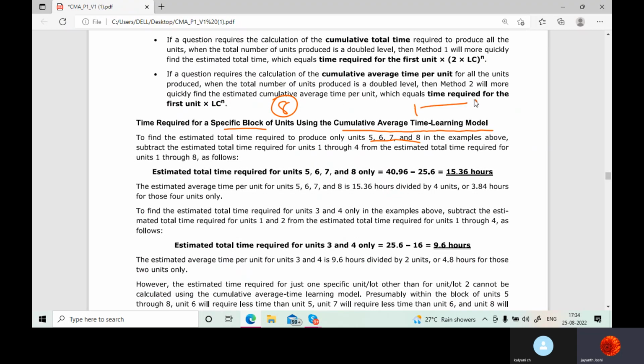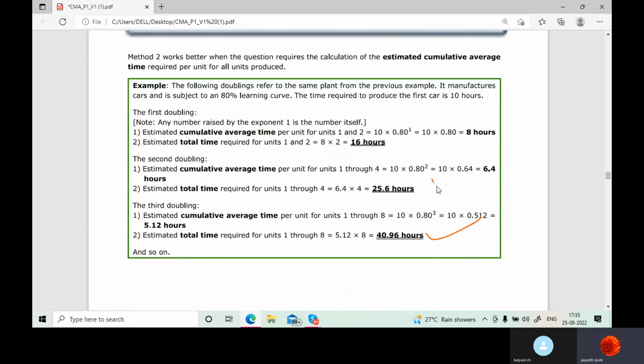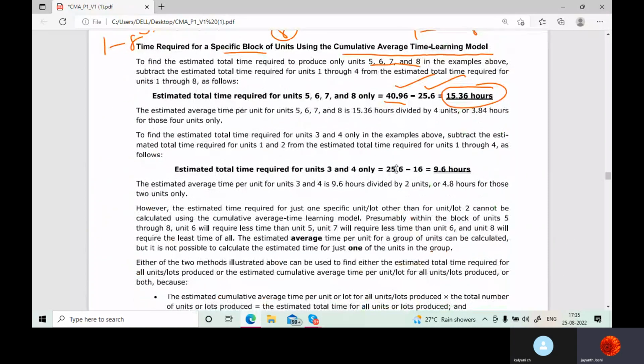So we have 1 through 8. Am I right? What is 1 through 8? 40.96. Correct or wrong? Yes, sir. Madam, we have 1 through 4 and 1 through 8. Your 5, 6, 7, 8 lies between these two. So what we'll take is 1 through 8 minus 1 through 4, and we'll get 5, 6, 7, 8. So 1 through 8 was 40.96, 1 through 4 was 25.6. We subtract, and we get 15.36.